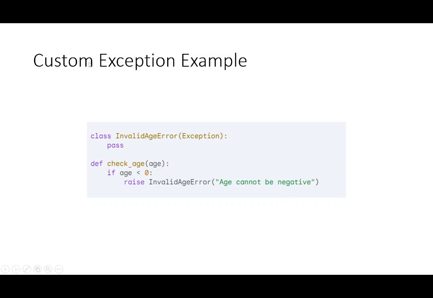So let's go ahead and take a look at one. We're going to first define our InvalidAgeError, and we're going to inherit from Exception. Because we're just going to accept everything to be standard, we can just put a pass in so we don't have to write any code. Now, when we want to check our age, we can say if age is less than 0, raise InvalidAgeError, and then the message "Age cannot be negative."